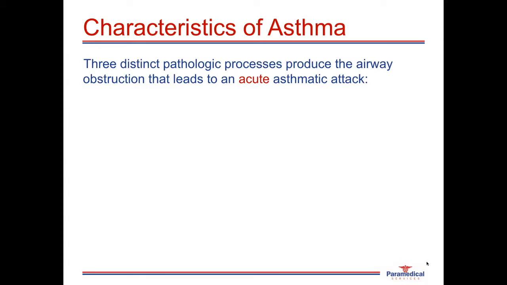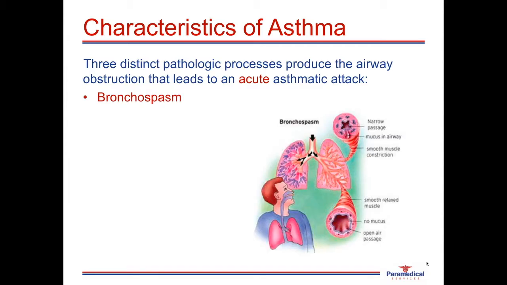There are three distinct processes that produce airway obstruction, which leads to an acute asthma attack. The first is bronchospasm. The bronchospasm is produced by the muscles in and around the bronchi and the bronchioles. When those muscles are activated to contract, they constrict around the airways and cause a narrowing of the patient's airways that we can see on the top portion of the picture over here.